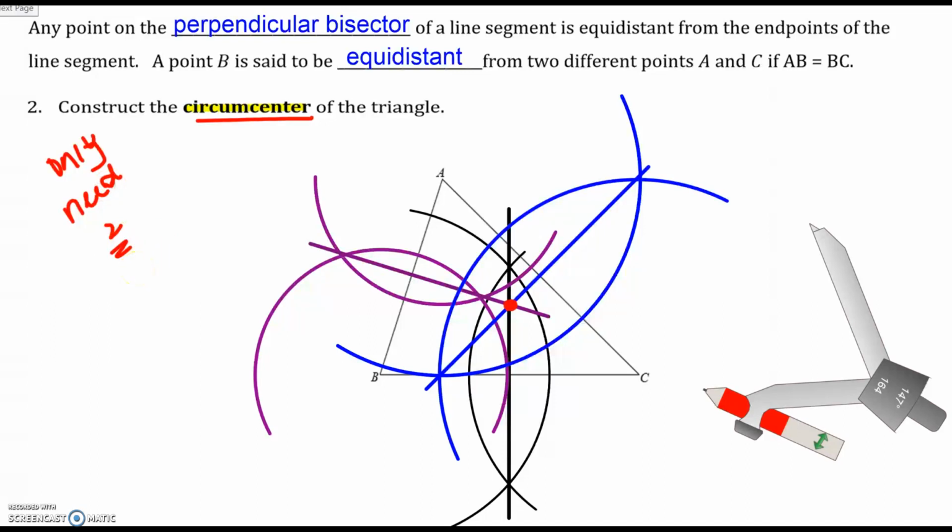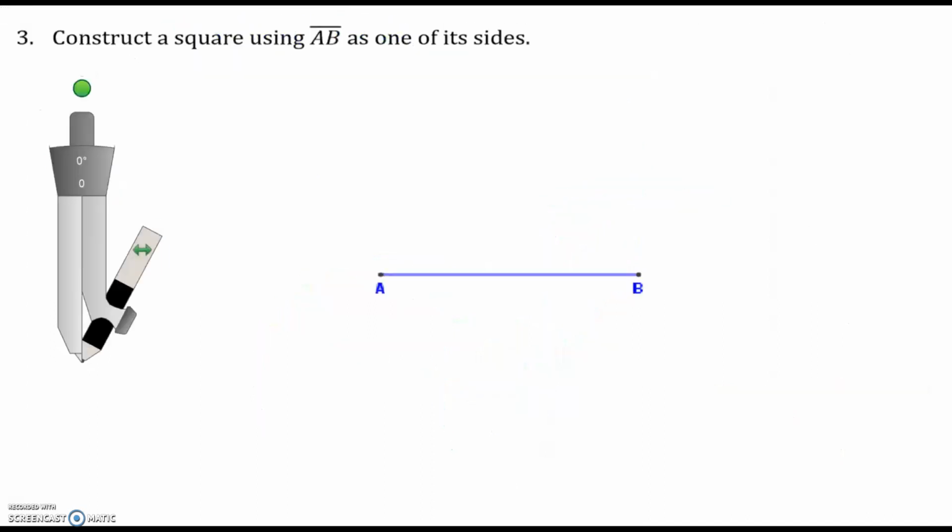Because the third will cross there also. All right, now we're going to construct a square using AB as one of its sides. So to think about how that's done, we have to think about what makes something a square. For starters, we're going to have some right angles. Now, we're not going to do perpendicular bisectors, we're just going to do perpendicular lines.